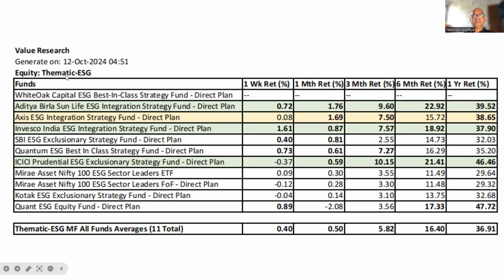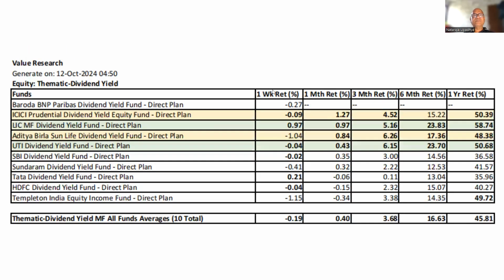This is thematic ESG funds. ESG funds, there are only 11 total, nothing impressive in terms of returns. Some are in green, but none of them are above 60% and none of them above 2%. So I will not dwell into more details.